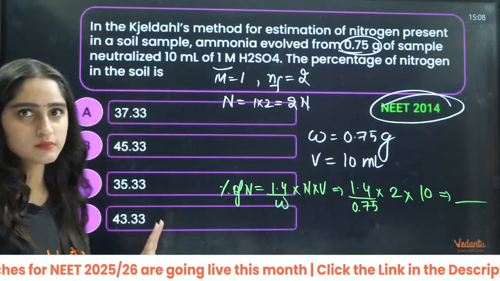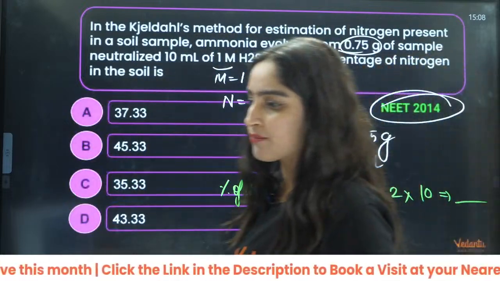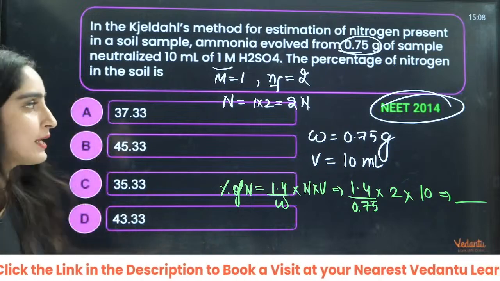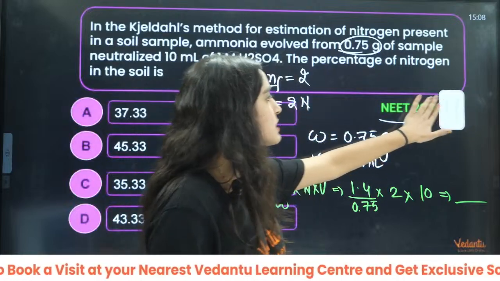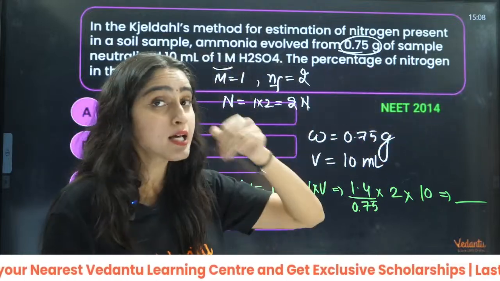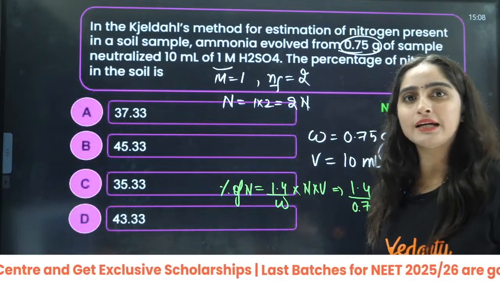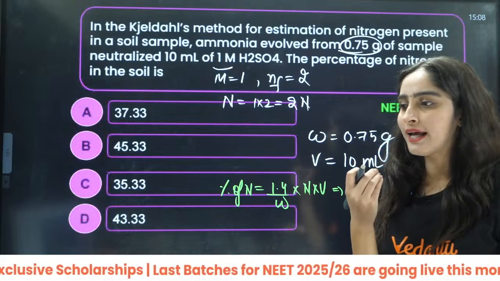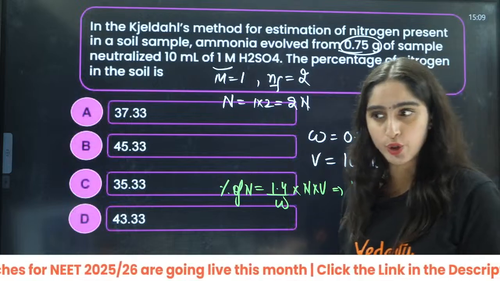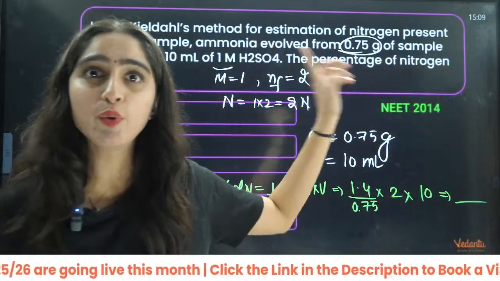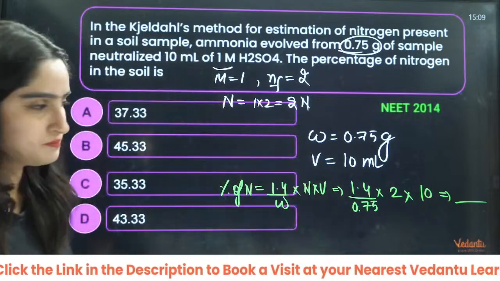Okay? Simple na? Simple question. Batao. Everybody in the chat box, is that clear? Yes. Simple question, beta. You just have to apply the formula. Sometimes they will give you the normality directly. Sometimes they have given you molarity, hai na? It's not like you just cram the formula. You also have to identify which term is given to you, hai na? That will happen only if you have read this question somewhere, if you have done the practice, okay?